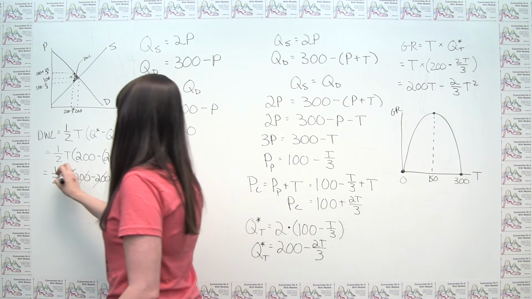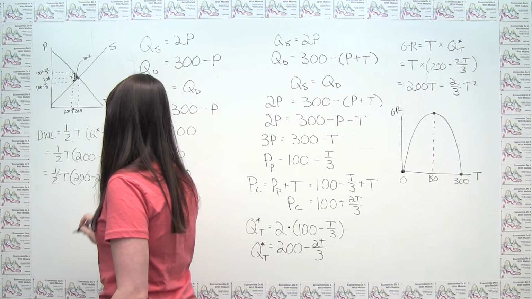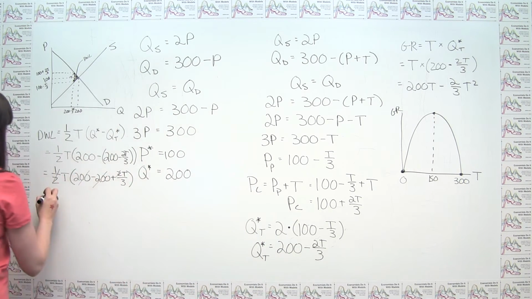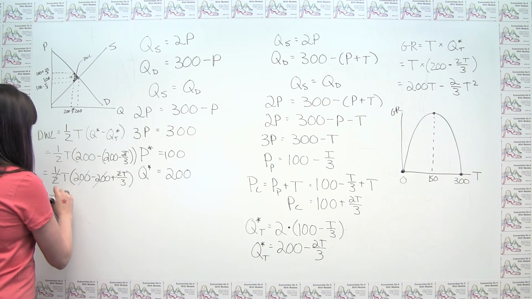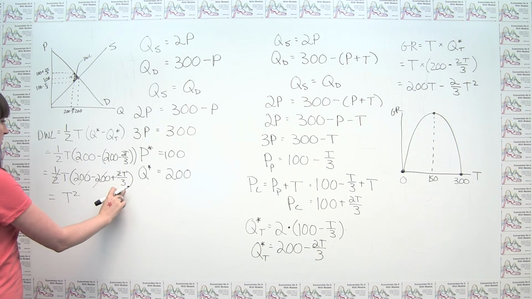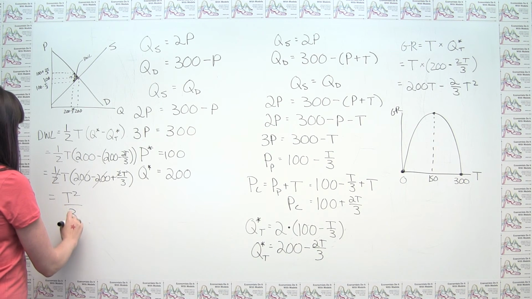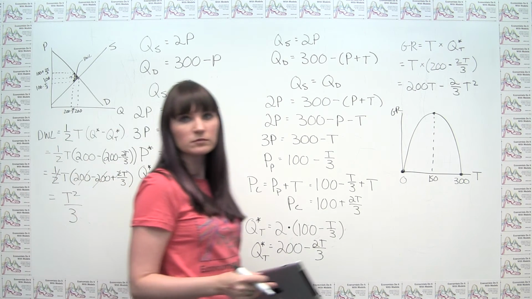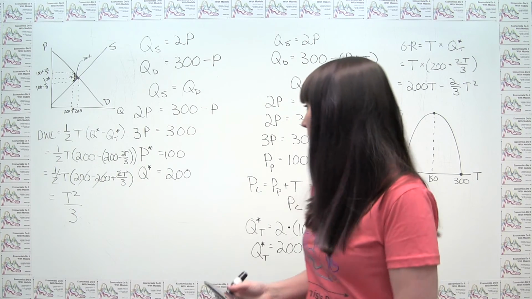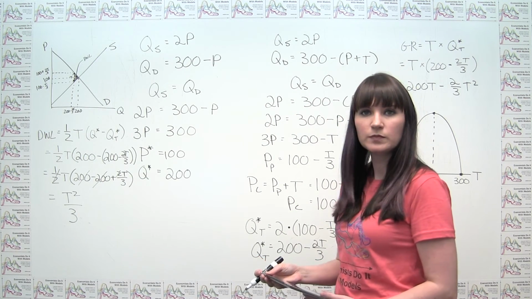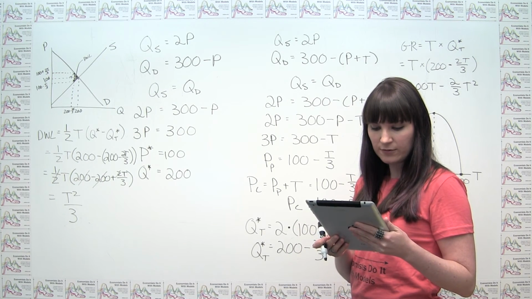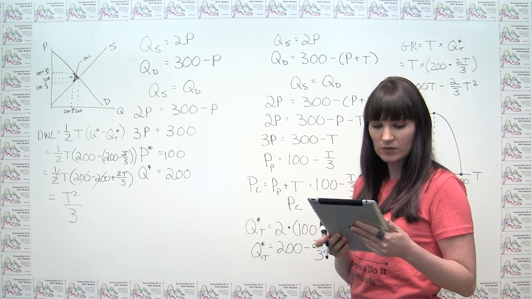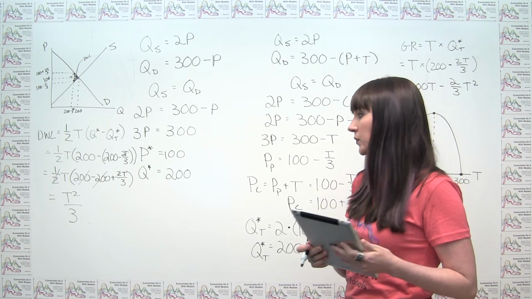The 1/2 here cancels with the 2 here. And we're left with deadweight loss that equals T squared, because we have a T here and a T here, divided by 3. So that's actually not so bad. That's pretty simple. And then, again, the question says, graph this relationship for t between 0 and 300.